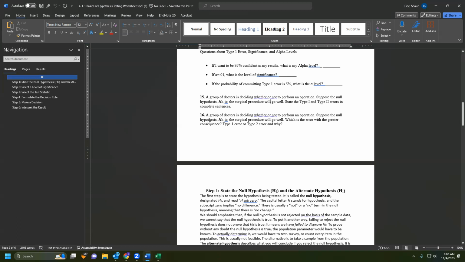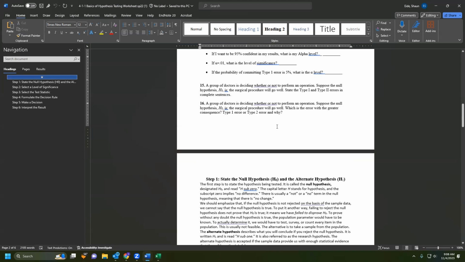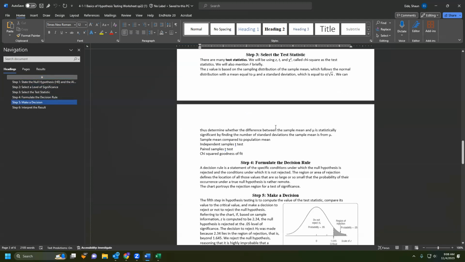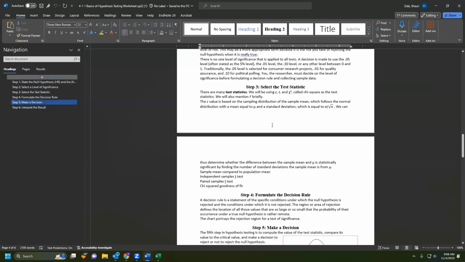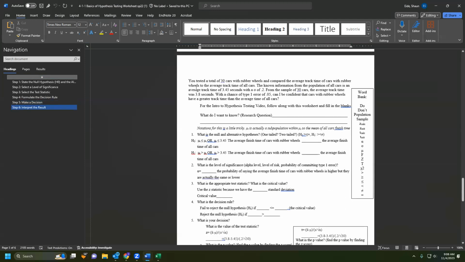And then, which of the errors has a greater consequence? Go over that and figure out which one has a greater consequence, type 1 or type 2 error. Then there's some working through this watermelon problem, but we're going to look at this right now.